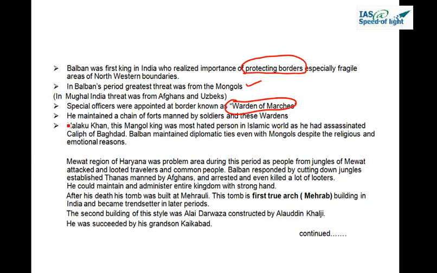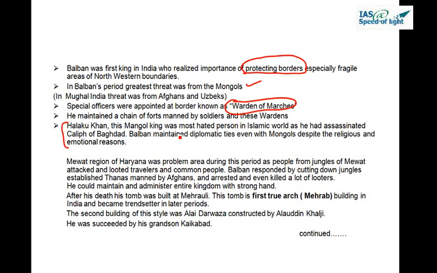He was a diplomatic person as well. There is a legend about one person, Halaku Khan. He was a Mongol king, and he was the most hated person in the Islamic world because he had in the past assassinated the Khalifa of Baghdad, who is the superior religious leader of Islam. He killed him, but in spite of that, just to avoid any confrontation with the Mongols, Balban maintained diplomatic ties despite the religious and emotional reasons. So this is how the great kings used to work, with both diplomacy and the blood and iron policy.